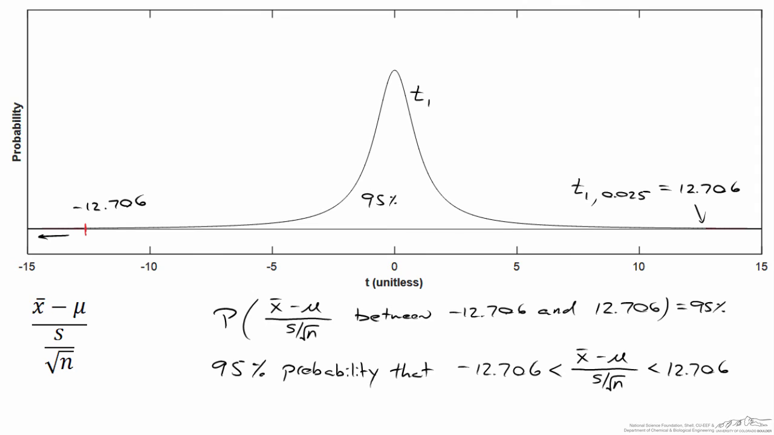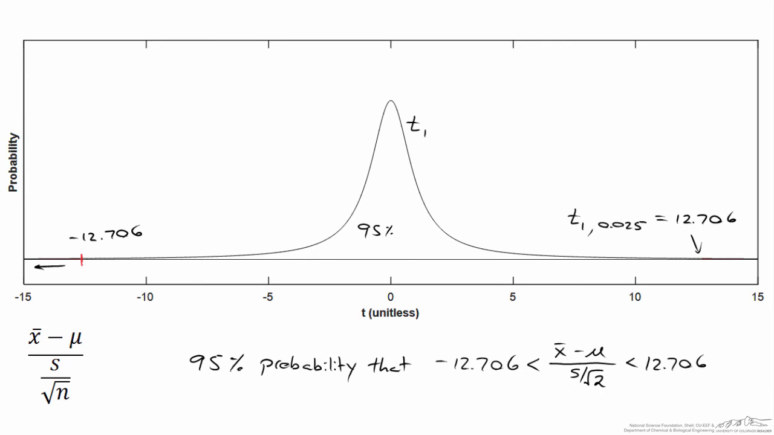Another way to write this is that there's a 95% probability that that ratio is greater than negative 12.706 and less than 12.706. So if we accept that this ratio is t-distributed, in this case I've got n equals 2, a sample size of 2, that means that there's a 95% probability that this ratio is greater than negative 12.706 and less than positive 12.706. But remember, we don't ever get to know anything about the population mean itself. We're just trying to establish a range that it could be.